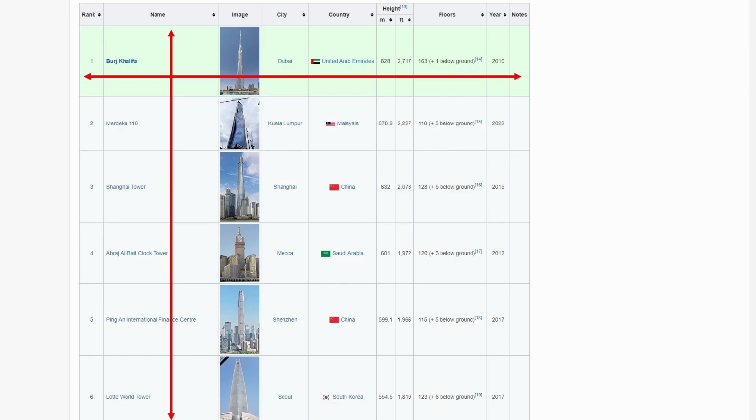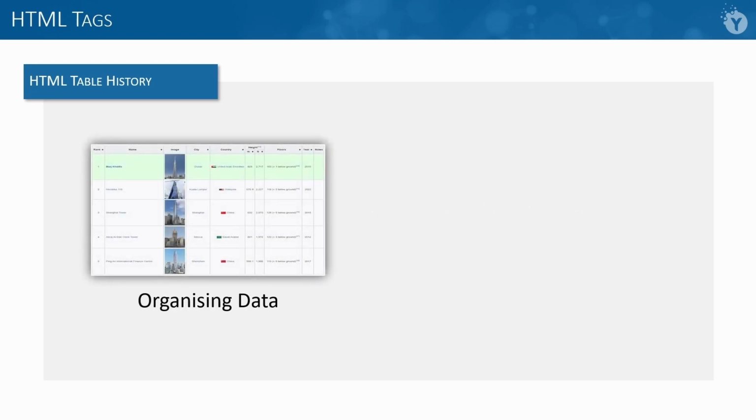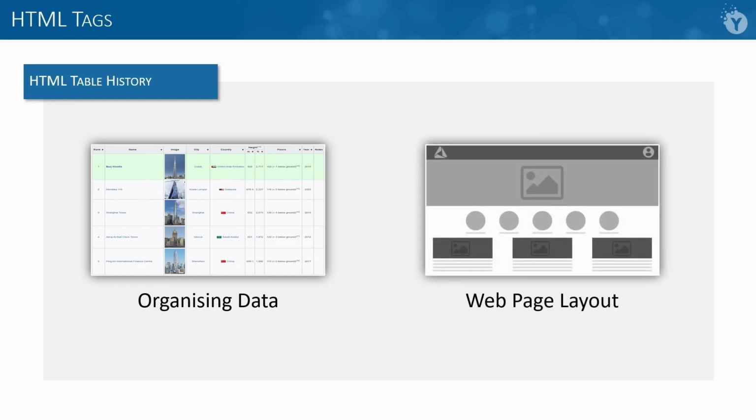We'll come back to this table in just a moment, but before we do, I want to touch on a little bit of history of HTML tables. I just mentioned that tables are used for organising data. However, this has not always been the case. In the past, tables have also been used to lay out entire web pages. It turns out the same grid methods that made them so useful for laying out data were also useful for structuring parts or all of a web page.